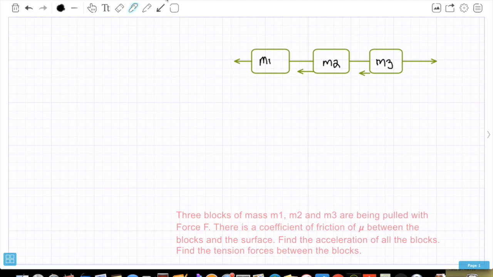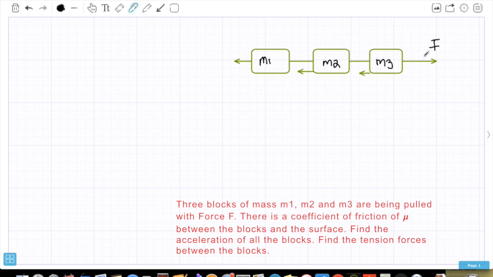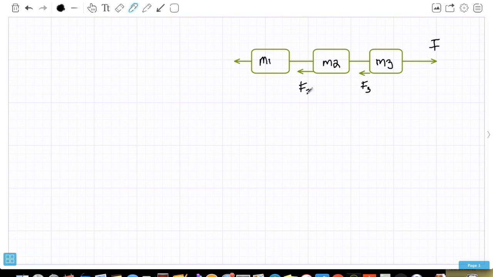This question is similar to question 9, with the exception that there is force of friction involved. So each block has a force of friction acting on it, and it's opposing the direction of motion. And we know that the coefficient of friction between the surface of the blocks and the ground is mu.